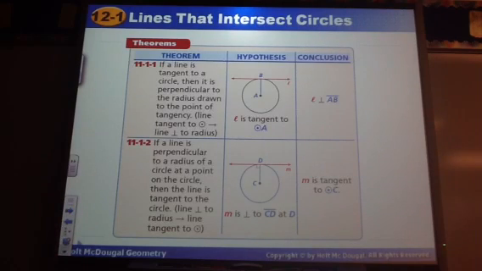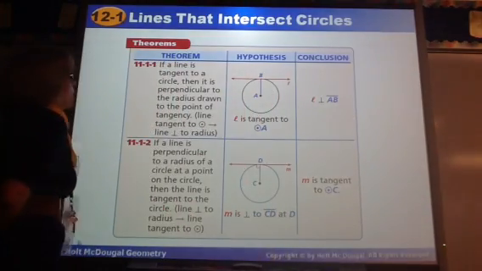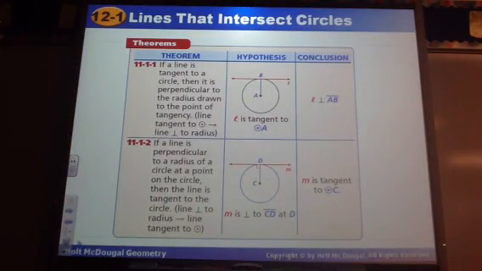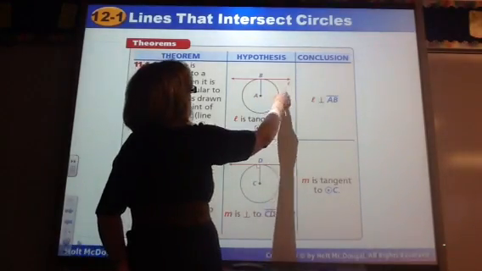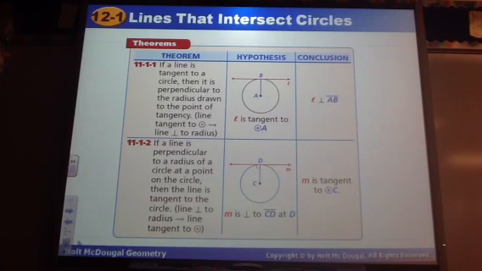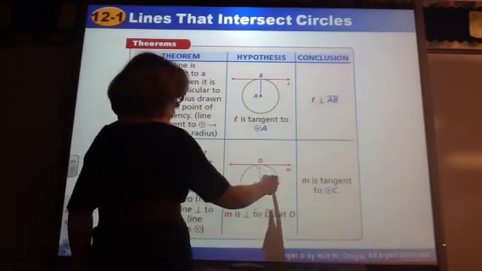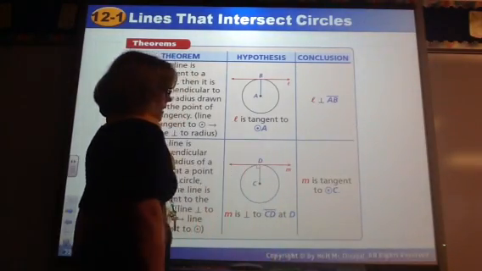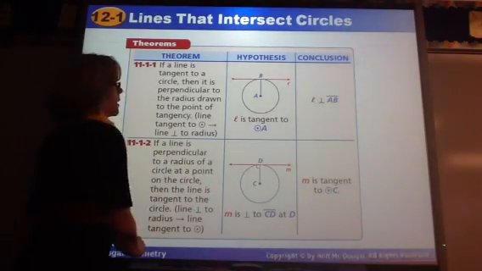All right, so let's talk about some theorems here. If a line is tangent to a circle, it is perpendicular to the radius drawn at the point of tangency. So line L, which is your tangent line, is perpendicular to your radius AB. If a line is perpendicular to a radius of a circle at a point on the circle, then the line is tangent to the circle. So this is saying M is perpendicular to CD at point D. So M is tangent to circle C because it's perpendicular.